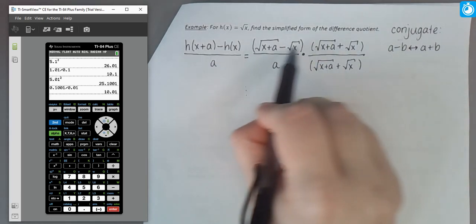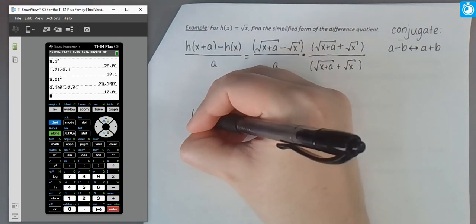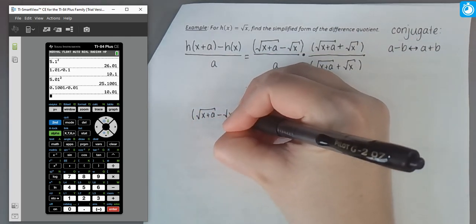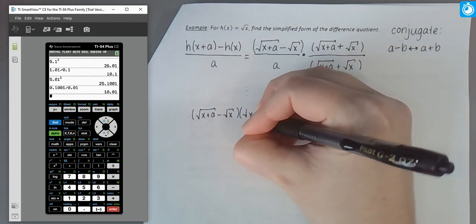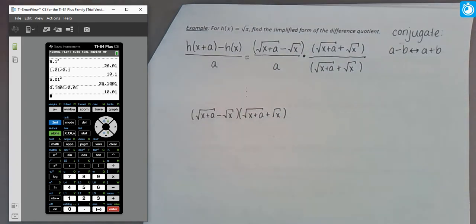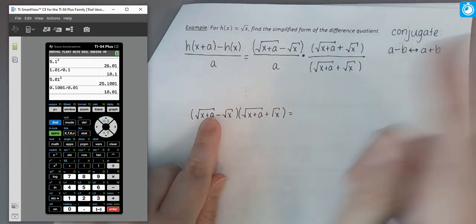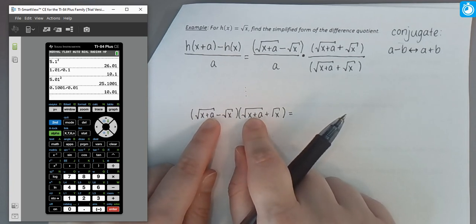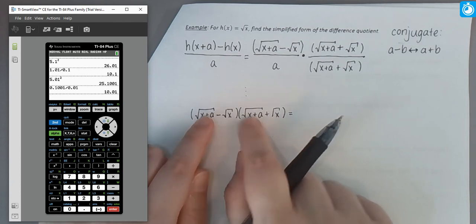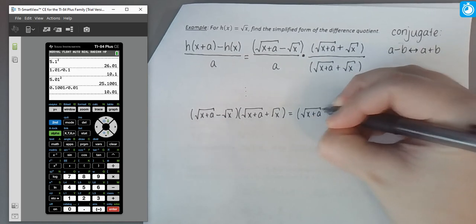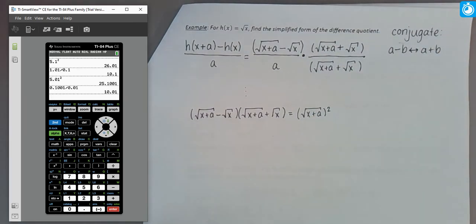I'm going to do this particular multiplication, these two numerators, just separately by themselves. So square root of x plus a minus the square root of x times, same terms, square root of x plus a plus the square root of x, but now we're adding. Okay, so when we do this distribution, first, outer, inner, last. So the first pair, square root of x plus a, and then we're also multiplying it by the square root of x plus a by itself. So I'm going to write that rather than truly two things multiplied together. If I'm multiplying something by itself, another way to write that is just that term, but squared. So that's going to be the first pair.